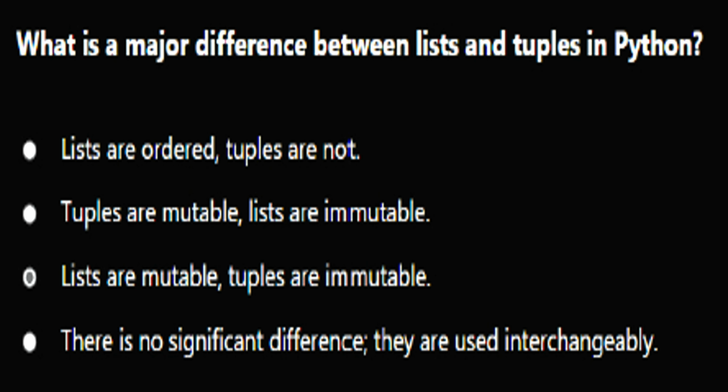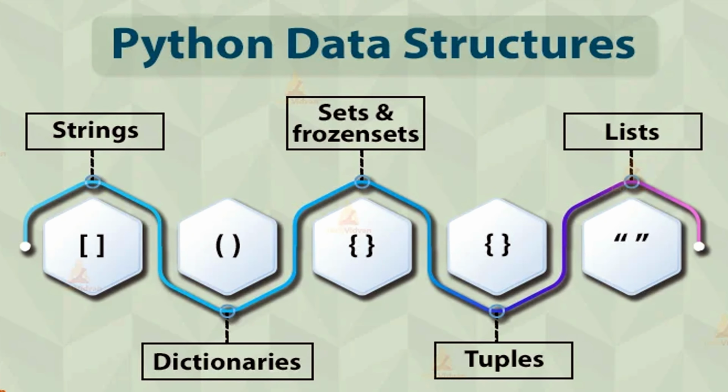Question number 2. What is the major difference between lists and tuples in Python? To answer this question, you need to understand what data structures are in Python. What do we mean by a data structure? What are the 4 types of data structures in Python? What are the similarities and differences in these data structures? How do we create these data structures? How do we modify the data inside of these data structures? So make sure you understand data structures in Python.